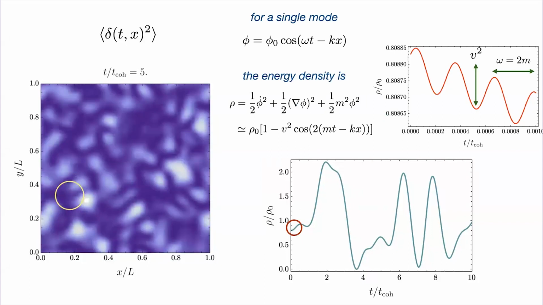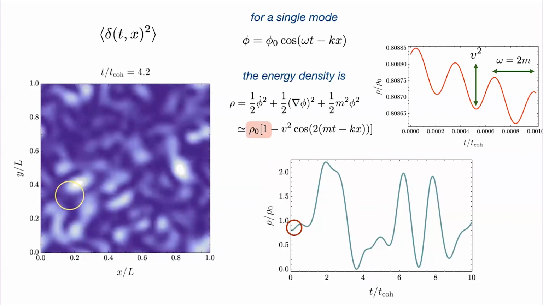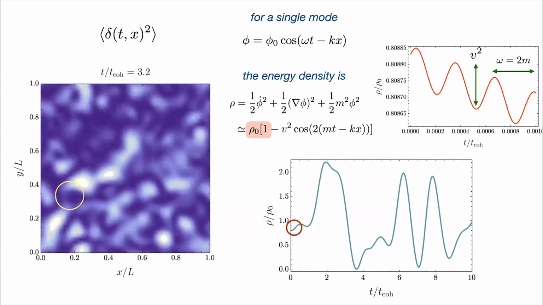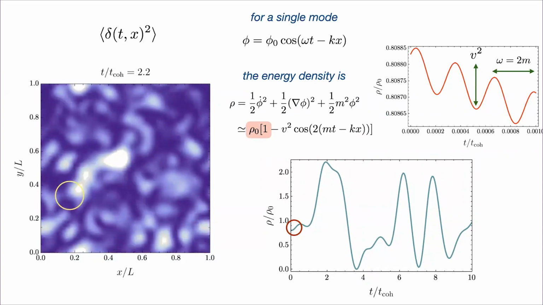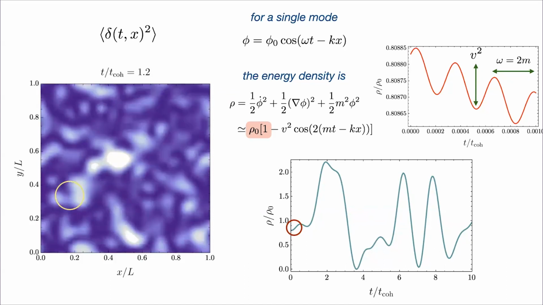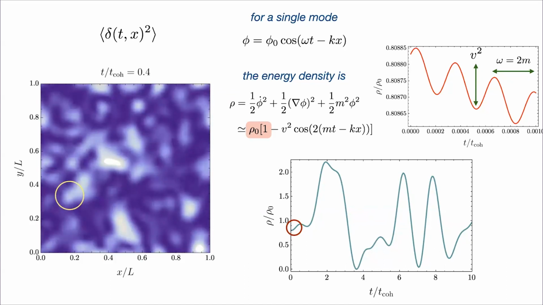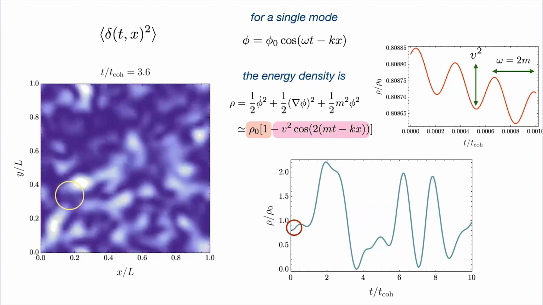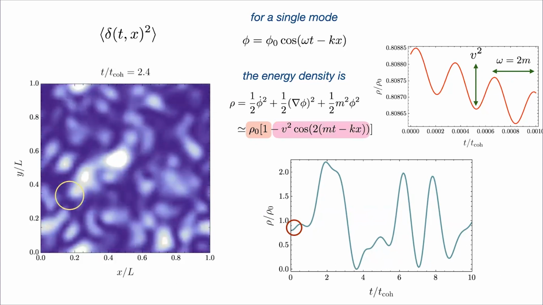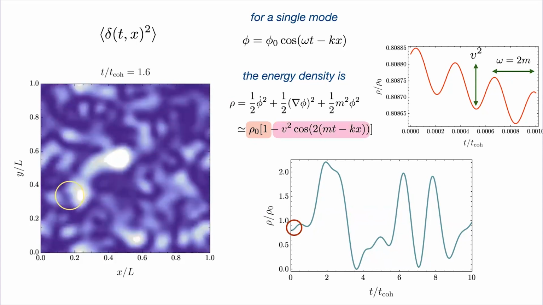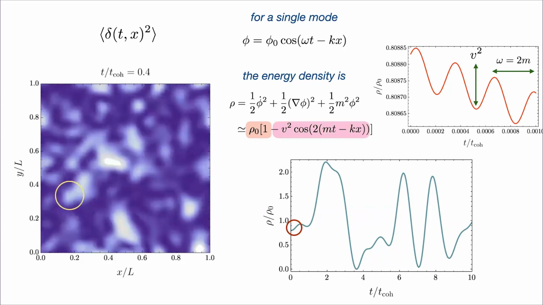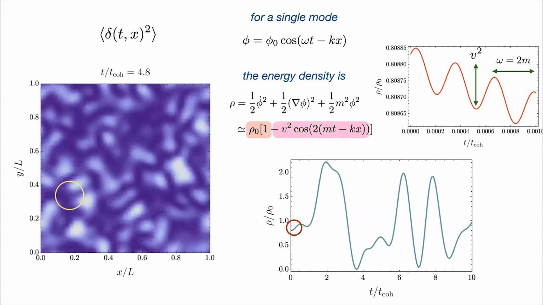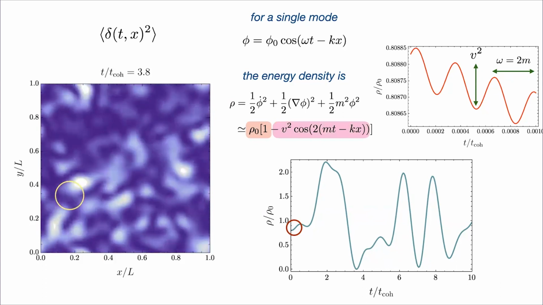So if I plug in the single mode, then there is a constant term, and this constant term is what represents the stochastic fluctuation in a realistic dark matter halo. There are also terms that are suppressed by v squared, but oscillating at the frequency equal to 2m. And these terms represent this coherent oscillation, which is suppressed by v squared.